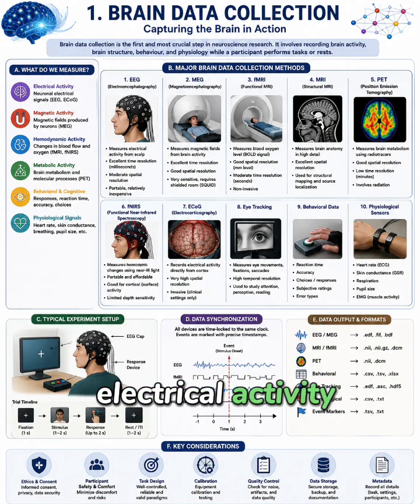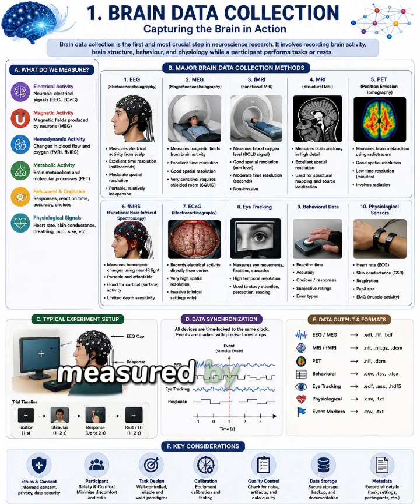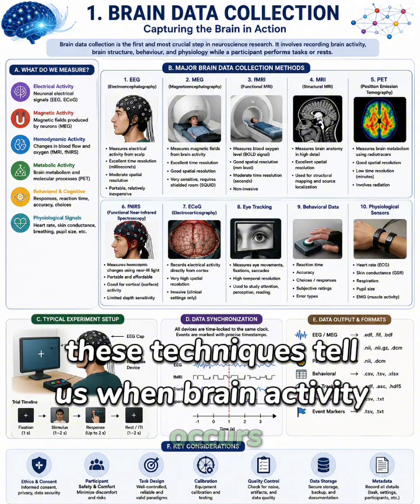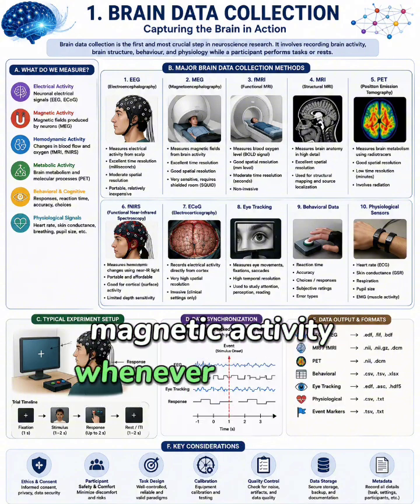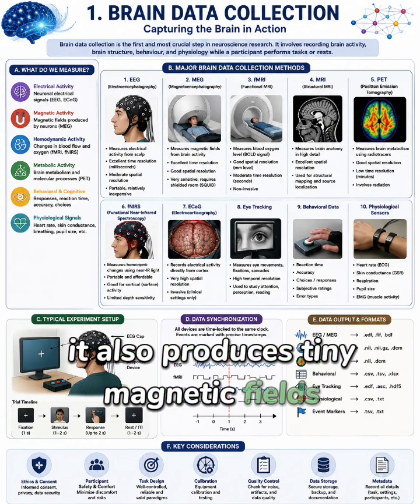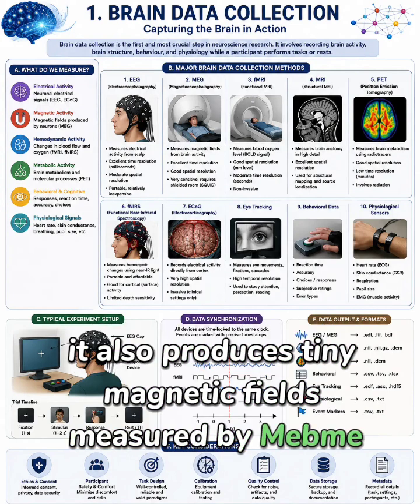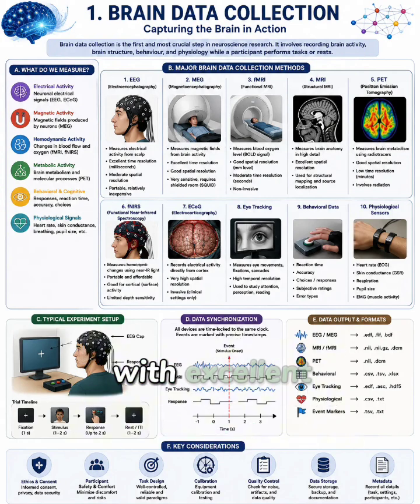Electrical activity. Neurons communicate through tiny electrical signals, measured by EEG and ECoG. These techniques tell us when brain activity occurs with excellent precision. Magnetic activity. Whenever electrical current flows through neurons, it also produces tiny magnetic fields, measured by MEG. MEG records these magnetic fields to study brain function with excellent temporal accuracy.